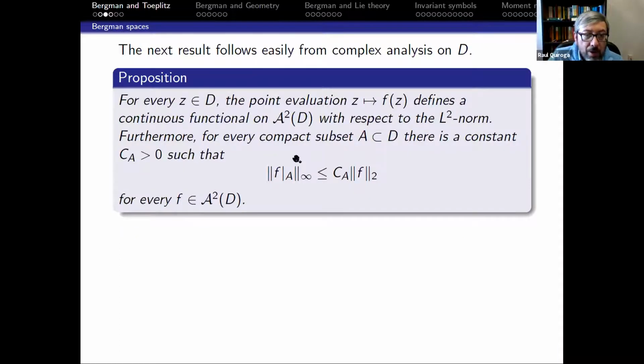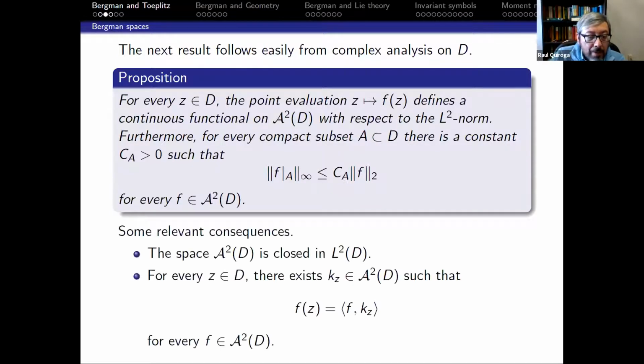The point evaluation on the Bergman space is not only possible, but it's a continuous functional with respect to the L2 norm. Further, for any compact subset, there is some constant so that the uniform norm on the compact set of the elements of the Bergman space is bounded by the L2 norm with this constant. That's the reason to have the following consequence. This space, the Bergman space, is closed in the L2 norm. It's a Hilbert space. This was already mentioned by Nikolai.